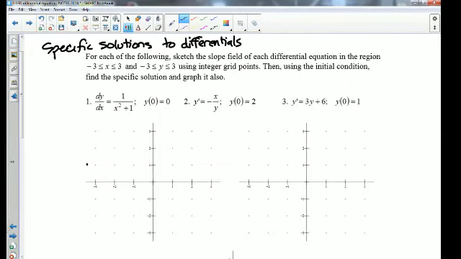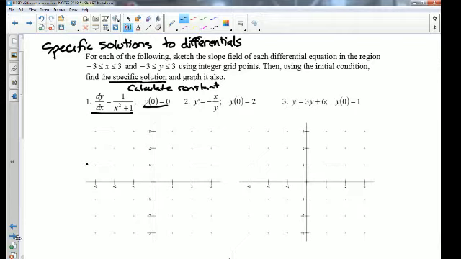So, if you are given a differential and asked to find the specific solution, that means we are not going to eliminate it, we are going to calculate the constant, okay? And we already did one of these today. So if we start with a slope field, I'm going to show you why that's relevant.